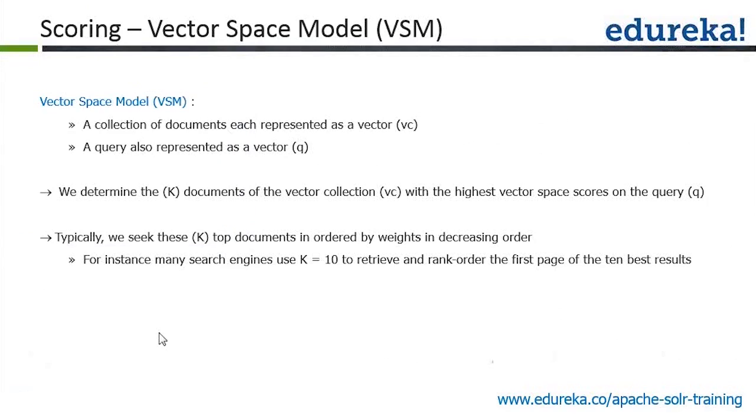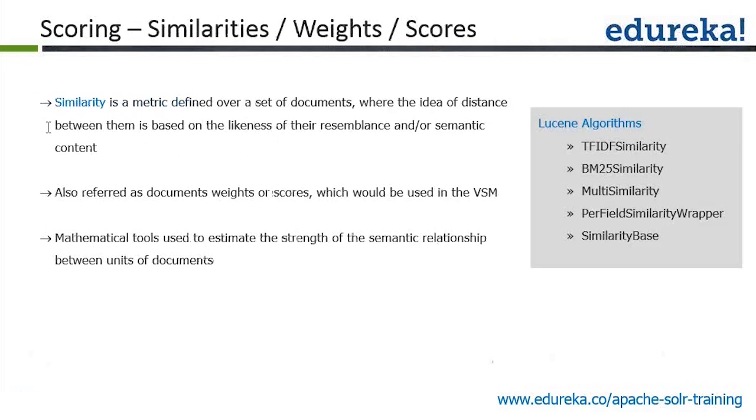This is a very high level approach. When we determine the document collection and the highest vector space scores for that query, it gives you some weightage factor. Along with that weightage factor, using TF-IDF, the score is derived. There are a lot of scoring techniques. By default, it is figured out by a similarity metric. What is a similarity metric?